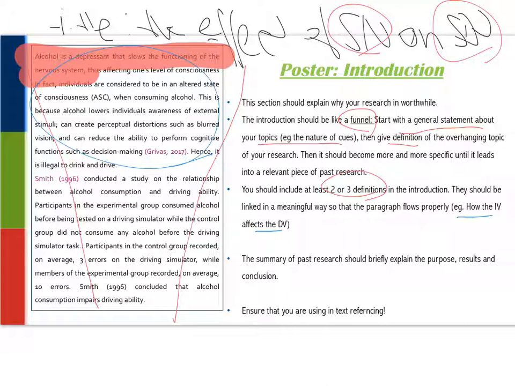So it really should be like a 4-point paragraph. So what is your general statement about retrieval cues? Context or state dependent cues are an example of these cues that help us retrieve information. What are they? Define them. Define retrieval. How does one affect the other?